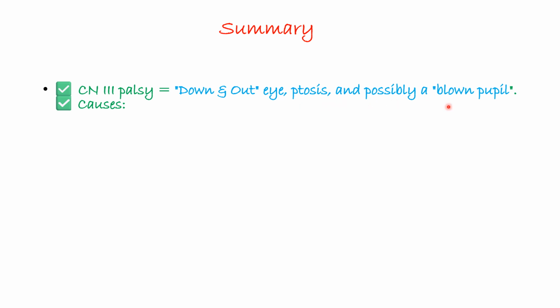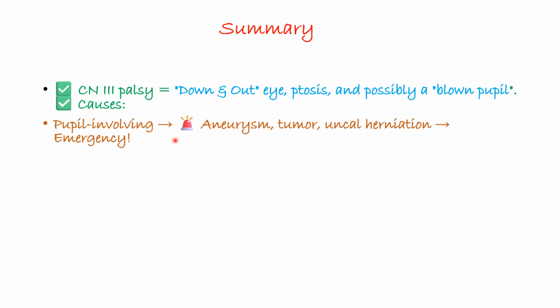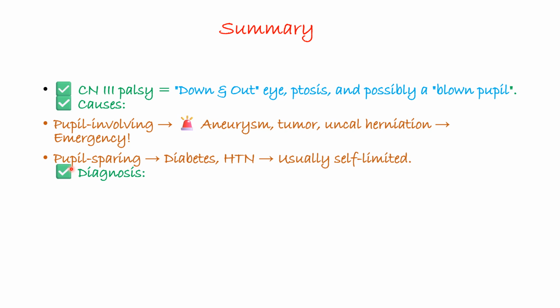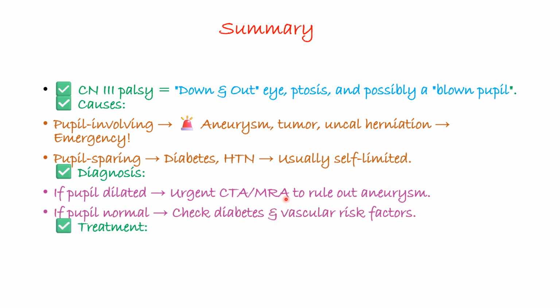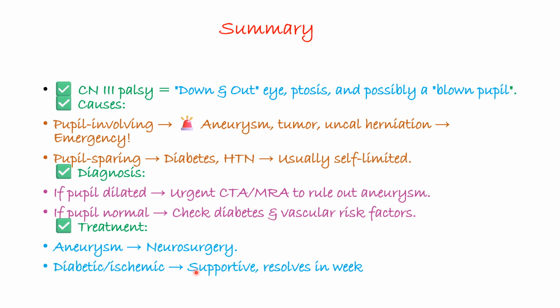And when you have a blown pupil or a dilated pupil, it means that it is a compressive lesion and it is an emergency. So when it is pupil involving, it's an aneurysm or a tumor or an uncal herniation, and this one is usually an emergency. If it is pupil sparing, that means it is ischemic. That means diabetes, hypertension, and usually self-limited. For the diagnosis we mentioned, if the pupil is dilated, you need an urgent CTA or an MRA to rule out aneurysm. If the pupil is normal, then you treat the underlying disease and check for its risk factors. Treatment of an aneurysm, we said this is for the neurosurgeon, and then if it is diabetic or ischemia, you do supportive care and it usually resolves.